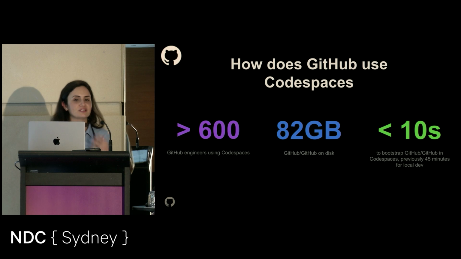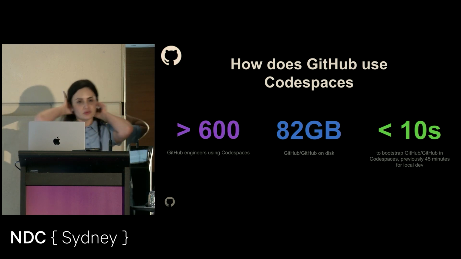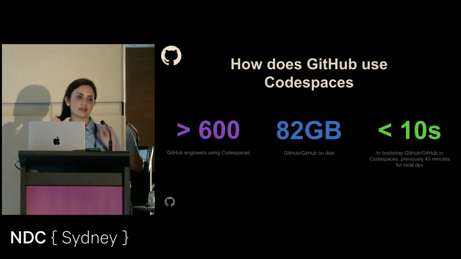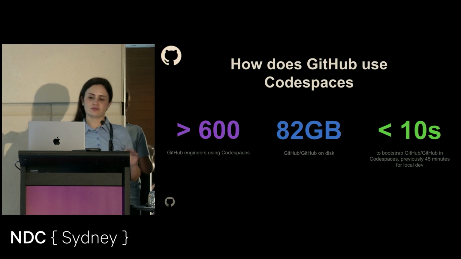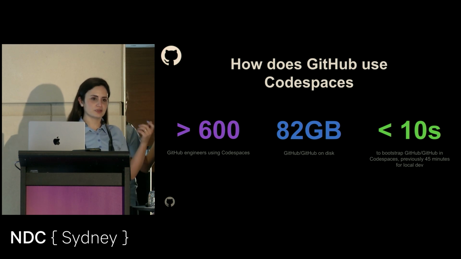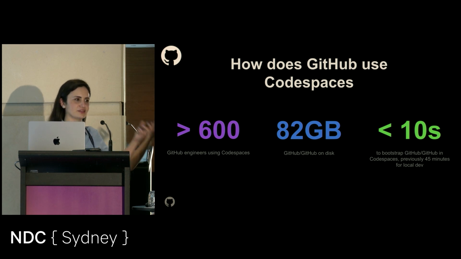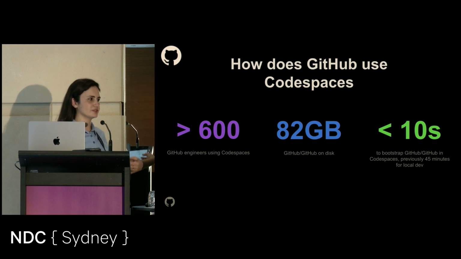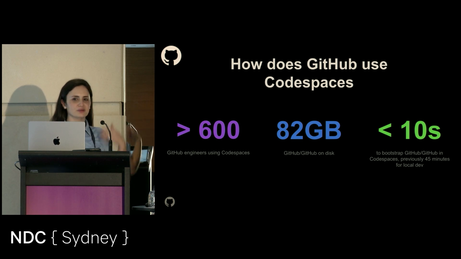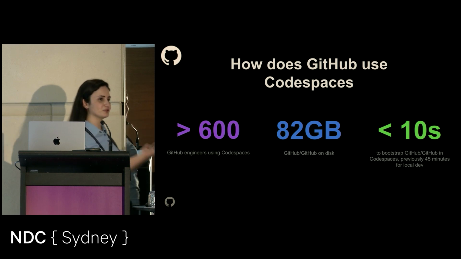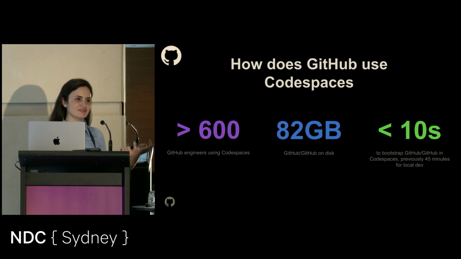So we've got over 600 GitHub engineers fully using Codespaces. So Codespaces is their day-to-day development environment. The GitHub repo that I showed is like 13, 14 gig, but on disk it's like 82 gigabytes, which is a lot. Even for the 13 gig repo, how long would it take to clone or download it? It will take ages. And we were able to do it in what's still considered a couple of minutes, all the changes that we were able to do.